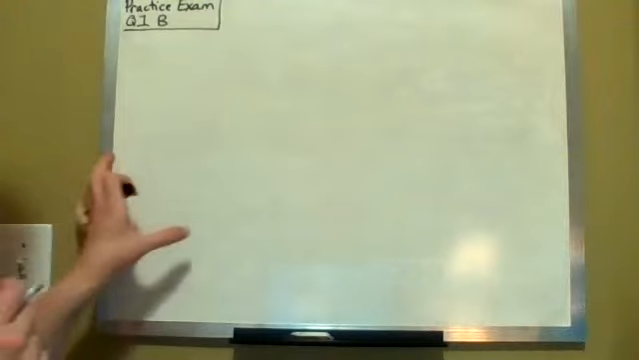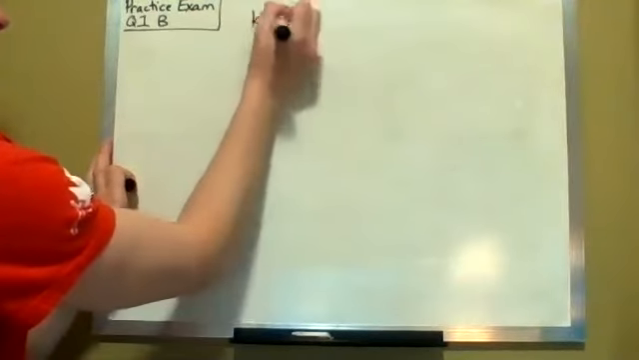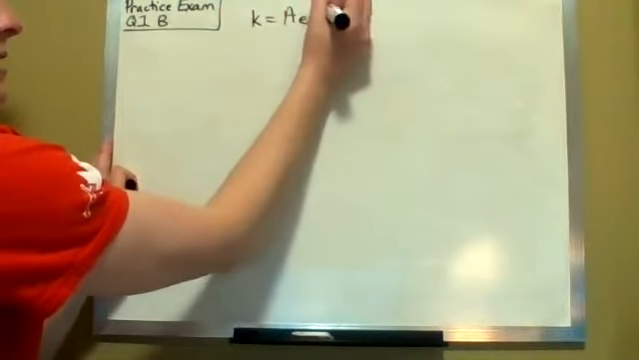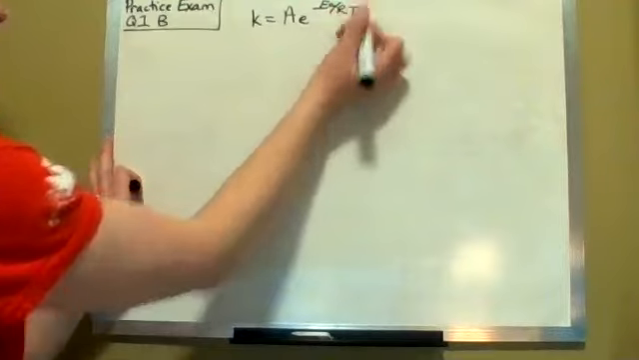This is question 1B of the practice exam. Now in this case here, you're given the temperature dependence of a rate constant. So in this case here, that's Arrhenius law. So if you remember your equations for Arrhenius law, k equals A e to the minus Ea over RT.